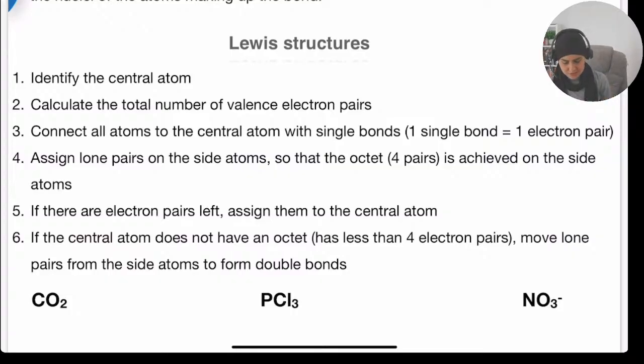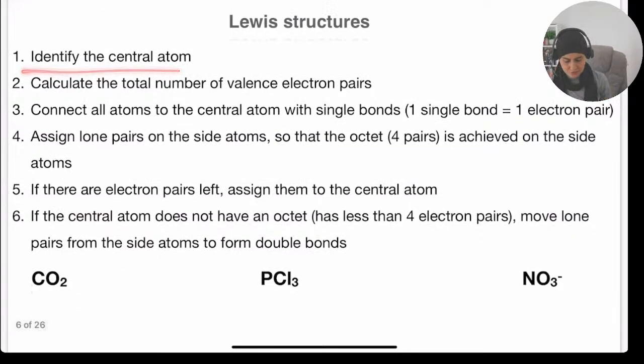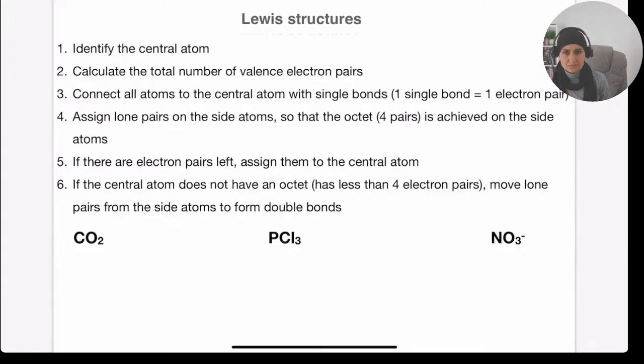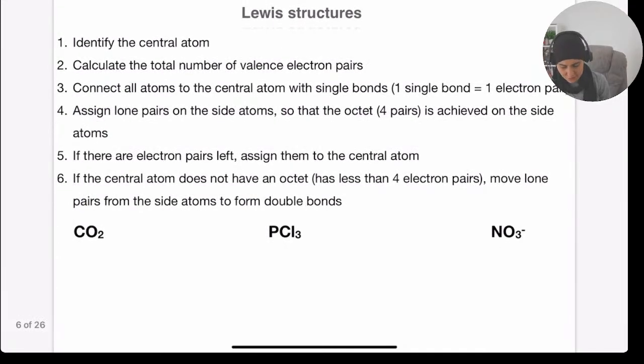The first step is to identify the central atom. Let me do this using a CO2 example. Let me zoom out a little bit. So first thing I would do is identify the central atom. Let's say you have a CO2 molecule. What is the central atom? There are different ways to figure it out, but my way is to take the atom that's on its own. There is one C and two oxygens, so C is the central atom.